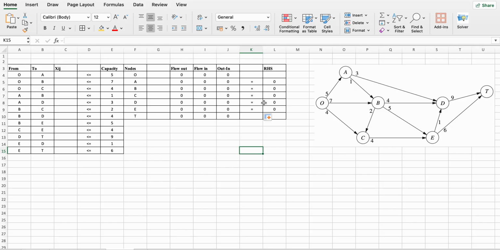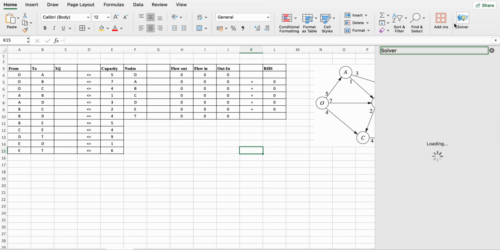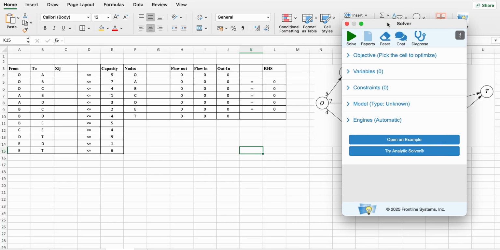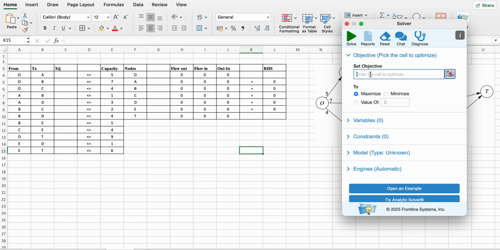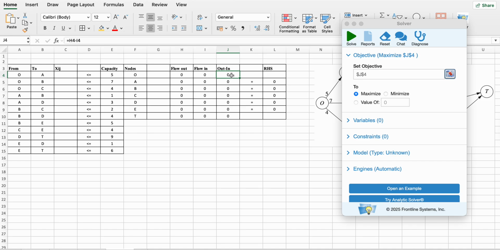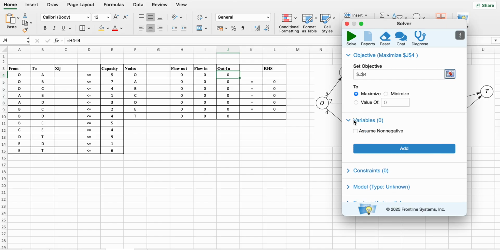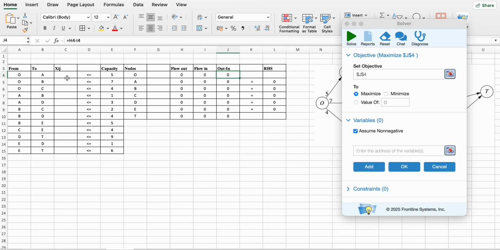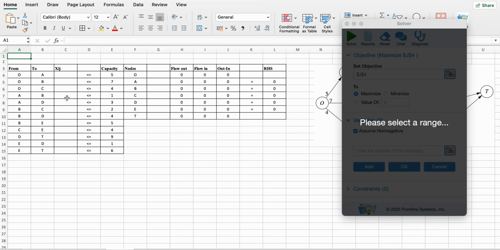Now come to Solver. The objective is the total flow out from the first node, that is out minus in, and we have to maximize the flow. Assume non-negative, and the changing cells are these decision variables.